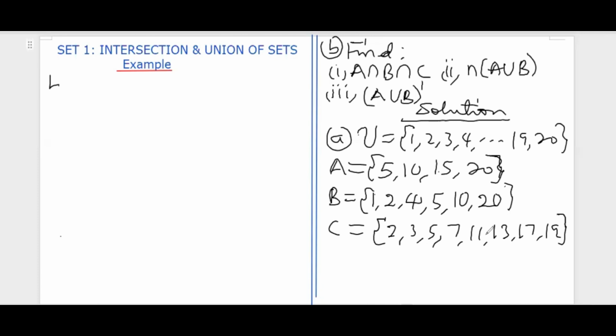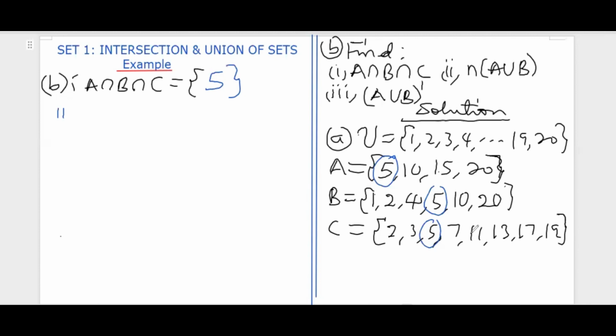So for B, A intersection B intersection C. Let's check what is common. Of course, I have observed that we have 5 here, we have 5 here, we equally have 5 here. Is there any other number? We would have had 10, but 10 is here and here, not here, so it's not among. So we have only 5 as the element there.